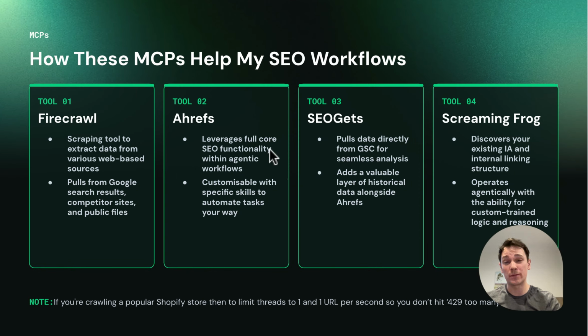With Ahrefs, you can basically use the full functionality and create custom skills, so you don't have to repeat those tasks every time. SEO Gets allows you to pull from GSC and conduct the analysis that you would typically. And then Screaming Frog, again, you can do all the features of Screaming Frog, but it can operate agentically, and you can train it using custom logic and reasoning with markdown files.